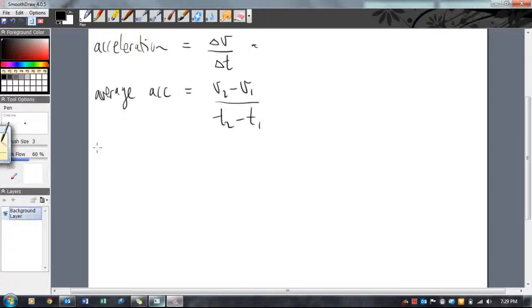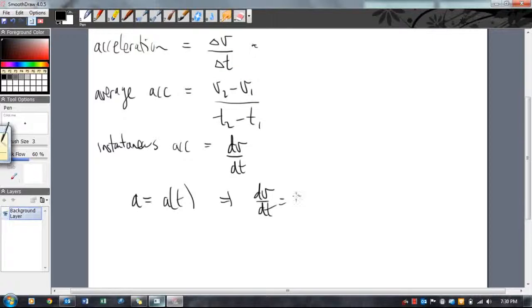That's your average acceleration. Again though, what we're really interested in is instantaneous acceleration. And that's the change in velocity over the change in time. As the change in time approaches 0, we get the derivative. So that's dv/dt, the calculus derivative of velocity. So if you have velocity written as a function of time, then you can take the derivative of that. dv/dt is equal to a, and so we've got that.